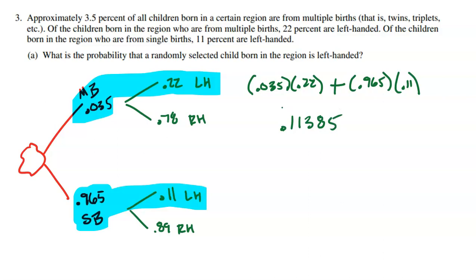0.11385. We'll get a lot of kids say, well, can I round that? I mean, sure, knock your socks off, but why not use all the decimals if this is the official AP Stats test and you want to get a great grade? So there is the probability that a person born in this region is left-handed.